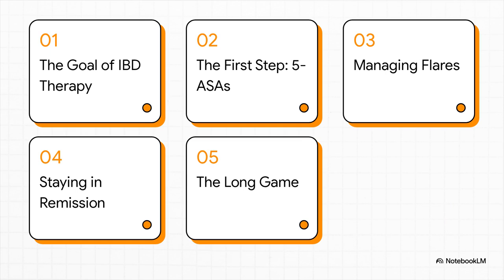First, we'll talk about what we're actually trying to accomplish with IBD therapy. What's the end goal? Then we'll get into the nitty-gritty of the drugs, starting with the first step, the 5 ASAs. After that, we'll cover how to handle flares with corticosteroids, and then the really important part, how to keep patients in remission using thiopurines. And finally, we'll zoom out and talk about the long game, all that essential health maintenance stuff.